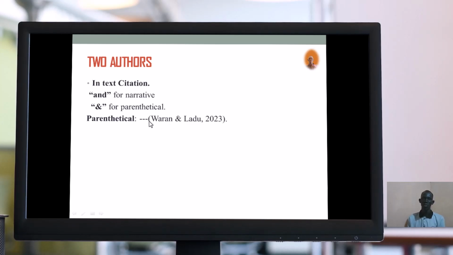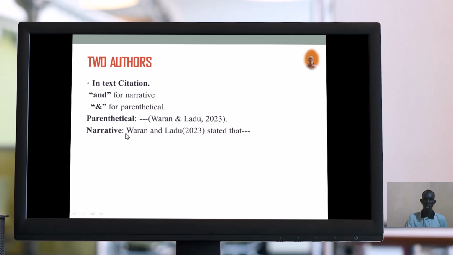Open the bracket before the first author's last name. You put this symbol and this symbol of and here, and then we put the last name of the second author, then the year of publication, and there we end with what? With a full stop. But now when it comes to narrative, that's when we write the full name of an.